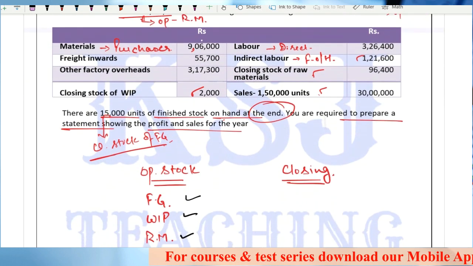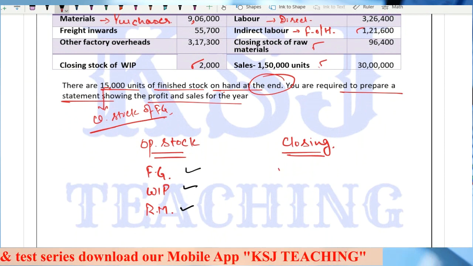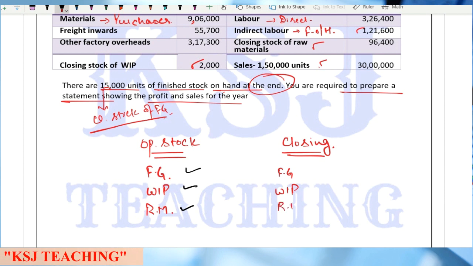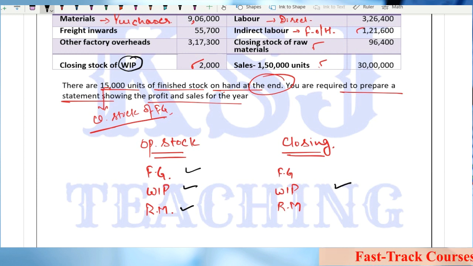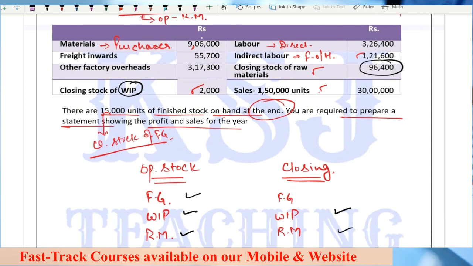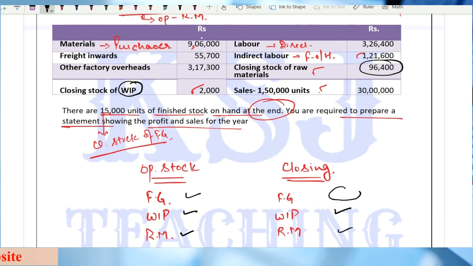Clear. Now, the closing stock. What about the closing stock? FG, WIP and raw material. Sir, closing stock of WIP is given to you, 2,000. Value is given. Raw material closing stock is given, 96,400. Value is given. Now what about FG? Can you identify the value of the closing stock of finished goods? Can you provide it from the question?